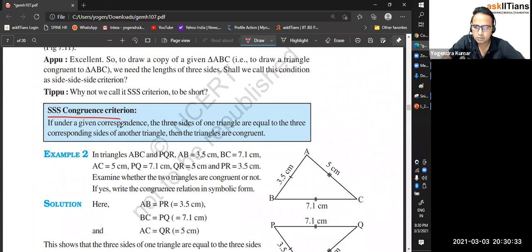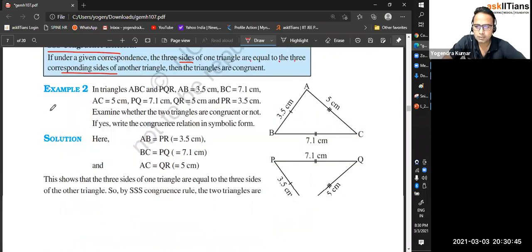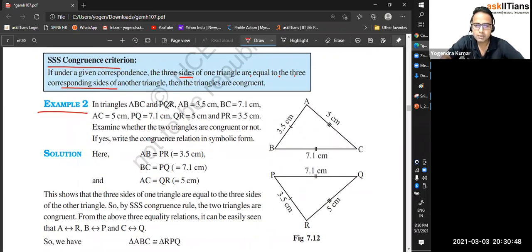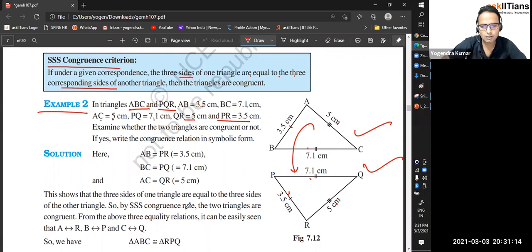If under a given correspondence, the three sides of one triangle are equal to three corresponding sides of another triangle, that is triple S congruency, right? You can see the example here. In triangle ABC and PQR, AB is 3.5, BC is 7.1, and AC is this. PQ is 7.1, QR is 5, and PR. So you can see the sides are equal, though their naming is here and there, but they are congruent, right? Corresponding sides, this side is equal to this side and this side. If you just flip it over, if you put it over this like this, it will completely overlap, meaning they are congruent.